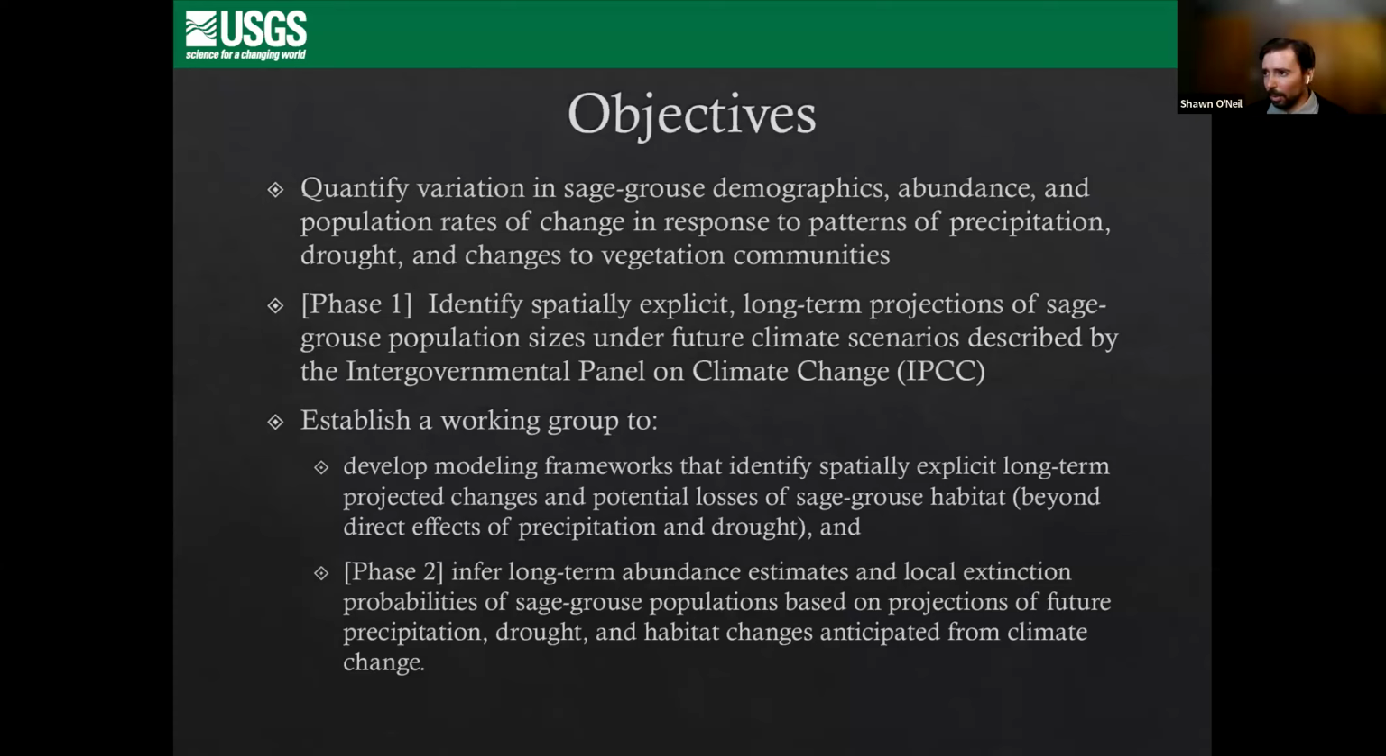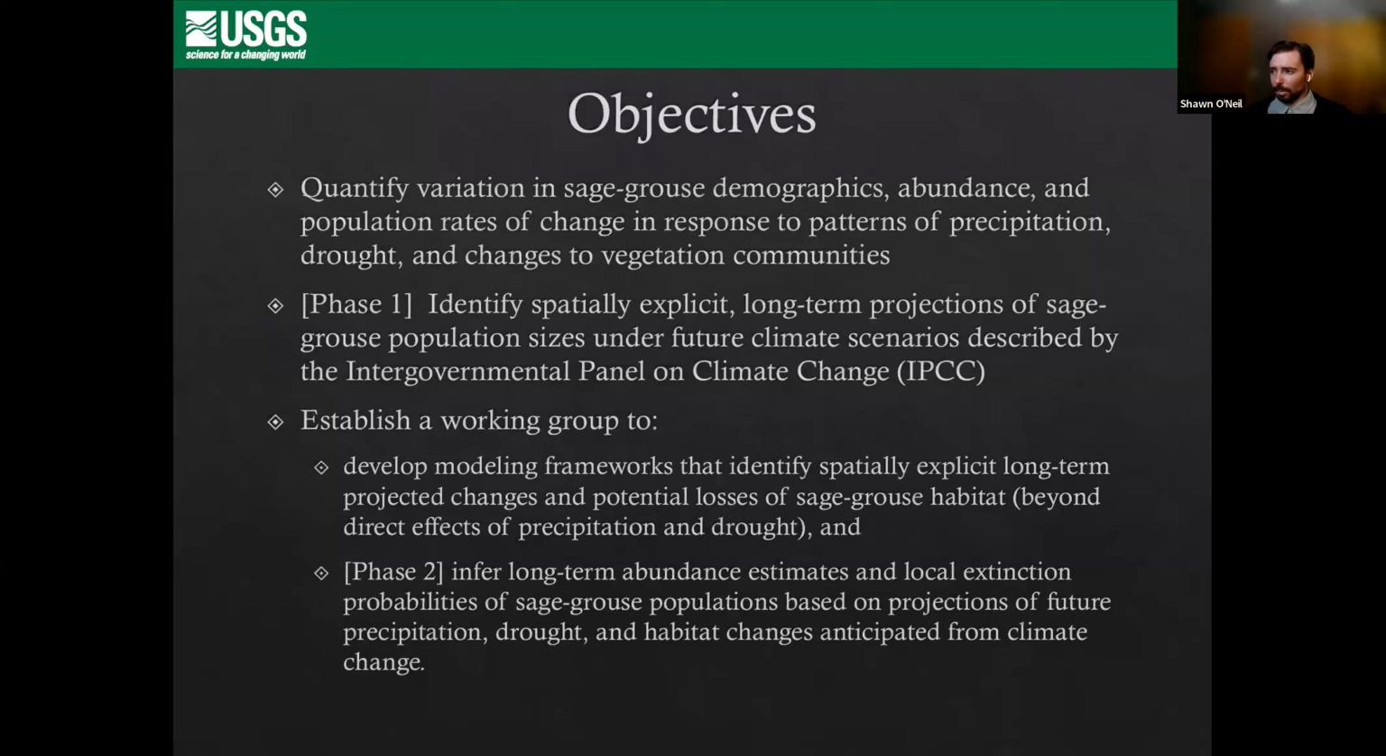The second bullet here is the phase that we're currently putting the most work into, and that's to identify spatially explicit long-term projections of sage-grouse population size under future climate scenarios described by IPCC. And then we have a working group going where we're looking at modeling frameworks that identify these long-term projected changes and potential losses of sage-grouse habitat. That's merging several different efforts coming from different labs within USGS to try to put all these things together and see what it looks like for sage-grouse long-term.